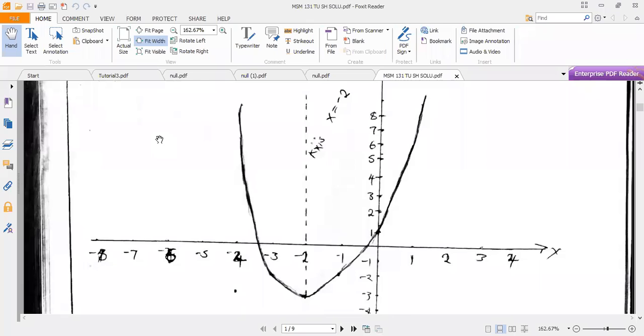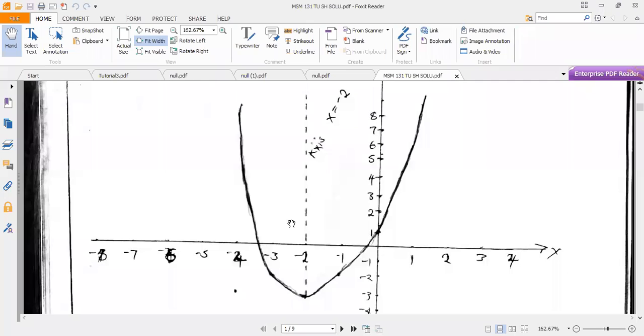You draw your graph now. You sketch your graph, and your graph should come out like that. You had a point where it said 0,1. That is the point. So you plug in those values.